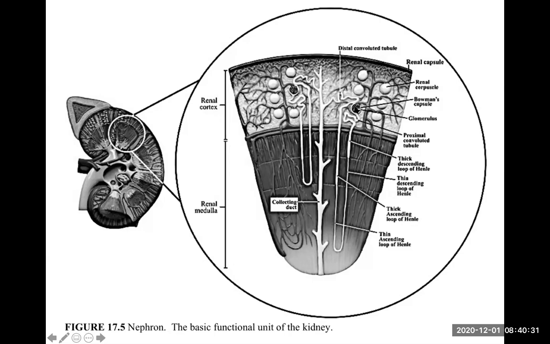The filtrate that comes out of that goes through the proximal convoluted tubule, down the thick and thin descending loop of Henle, back up the thin and thick ascending loop of Henle, through the distal convoluted tubule into the central collecting duct. And at this point, urine has been formed and will exit out into the funnel system that we talked about, the minor and major calyx, and then the renal pelvis, and out of the ureter.